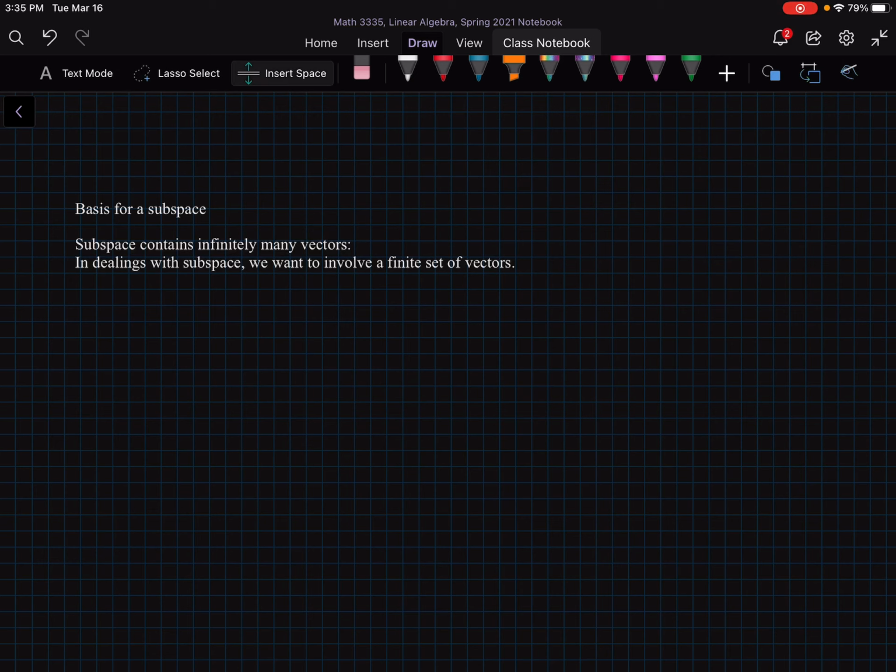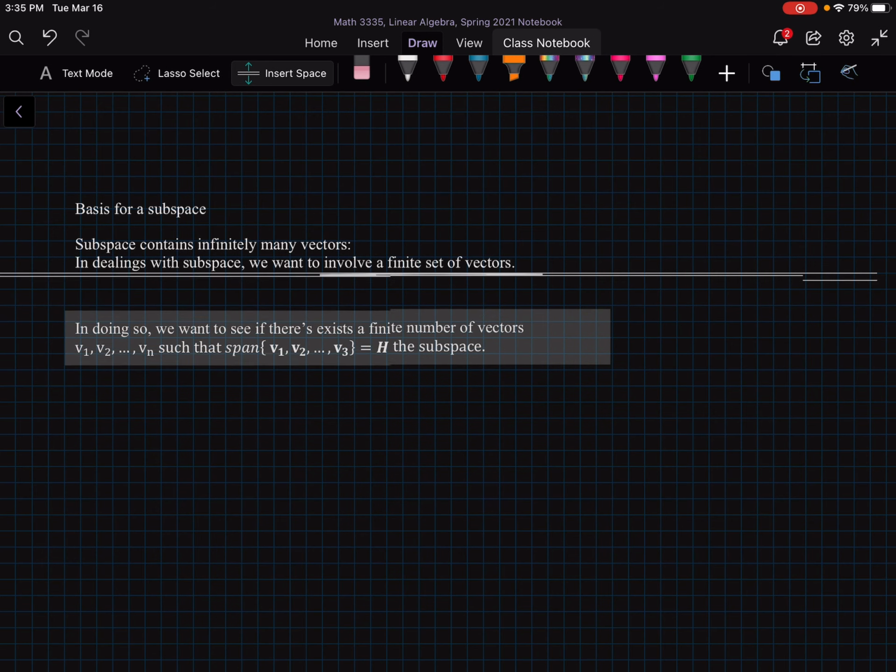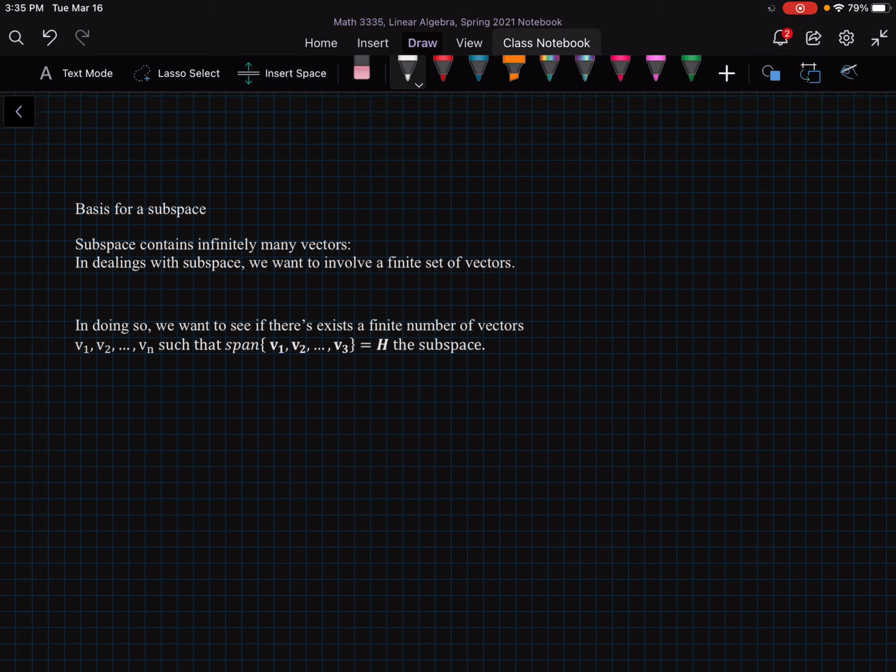So to do this, we want to see, for any subspace, say H, is it possible to find vectors v1, v2 to vn, such that there is a finite set of vectors such that every vector in the subspace can be expressed as a linear combination of these vectors, v1 to vn. Can we find those vectors or not?